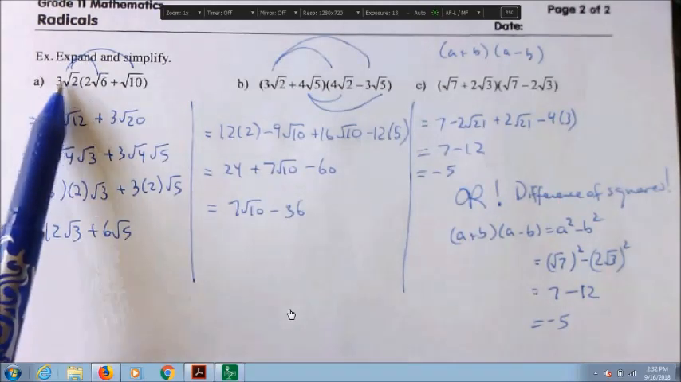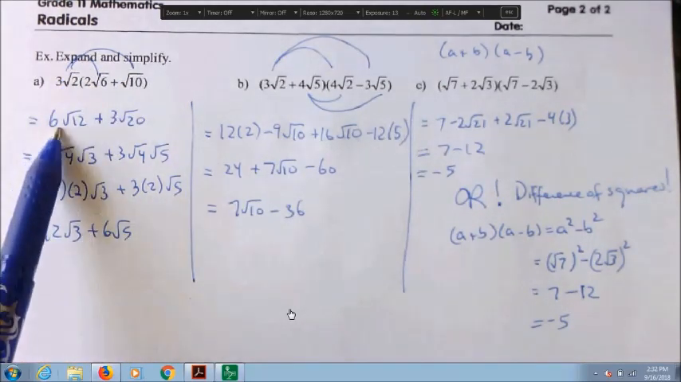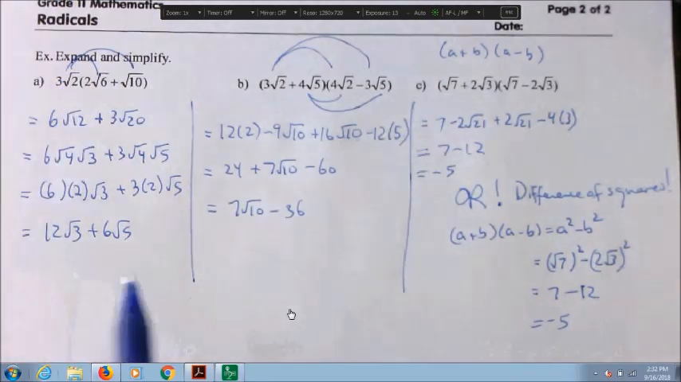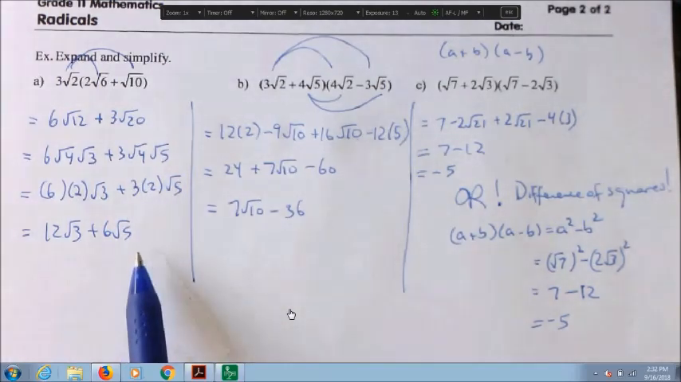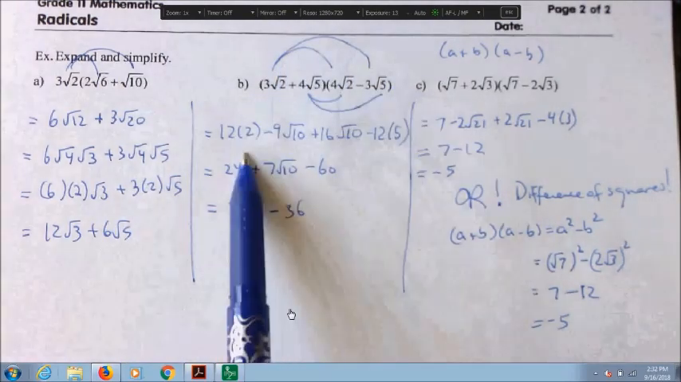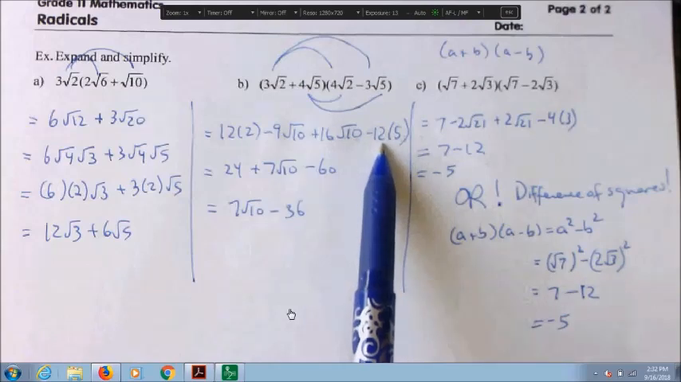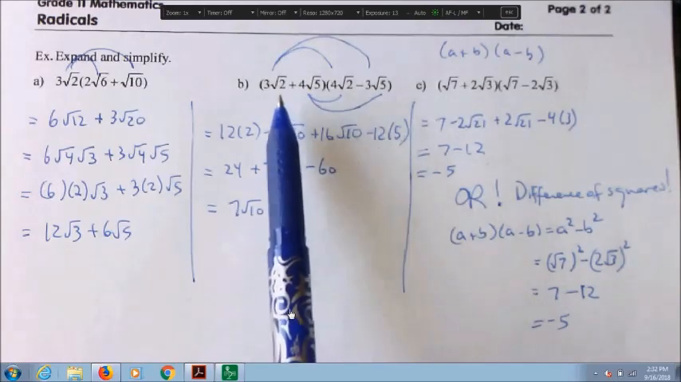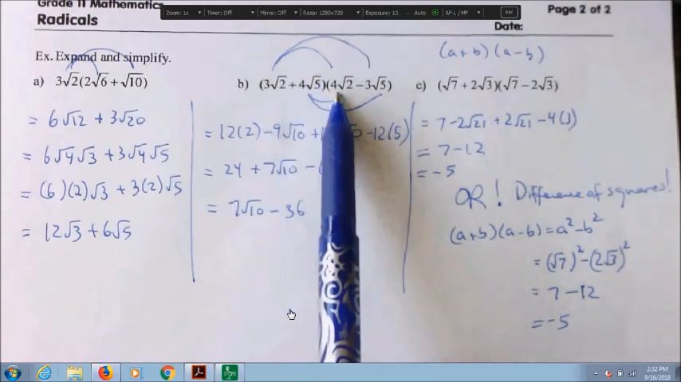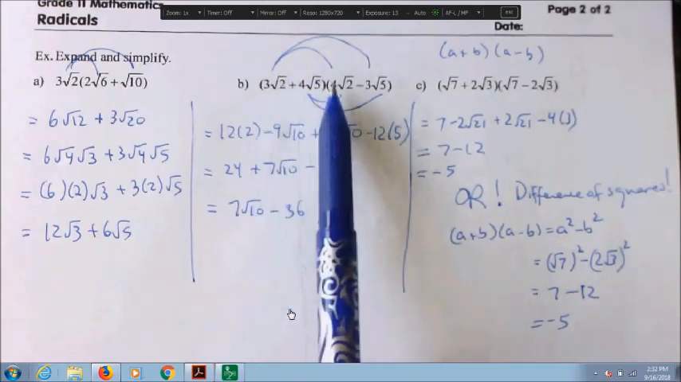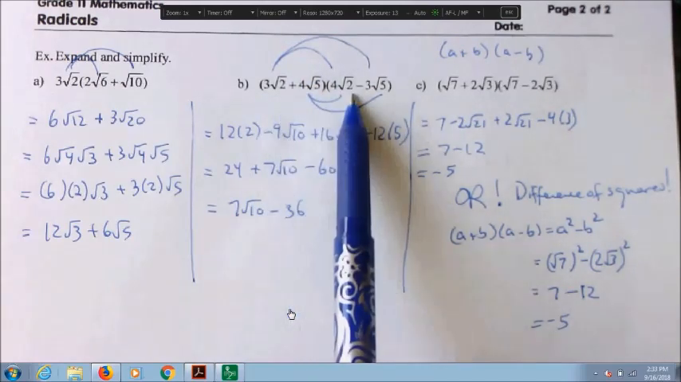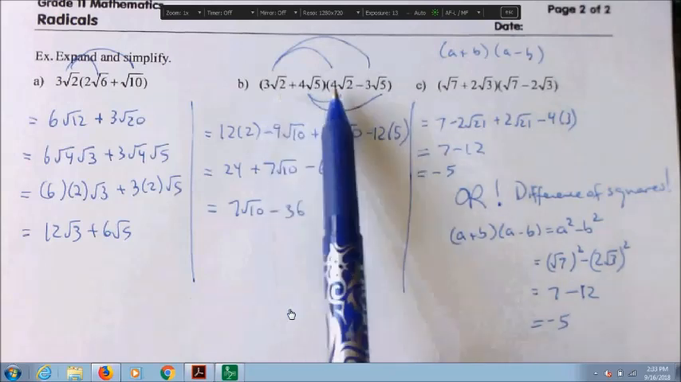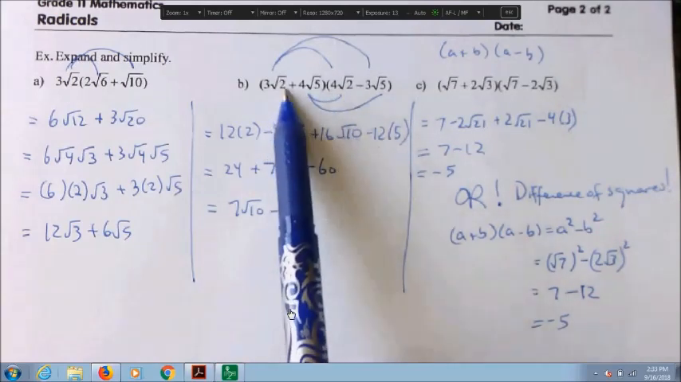Okay, so looking at the first one, we're just distributing. Remember, whole number times the whole number, radical times the radical, simplify and add them up. The second one, you're going to have 4 terms in the expansion. Now, notice what we can do to make life a little easier. 3 root 2 times 4 root 2. We could say that's 12 root 4, but then we have another step to figure out what's root 4.